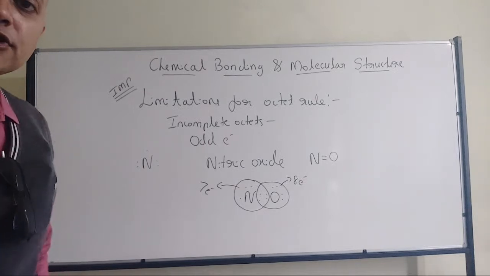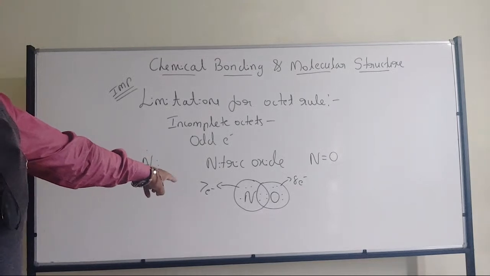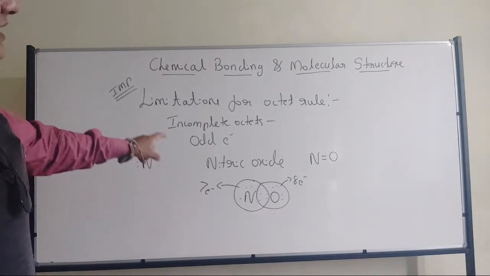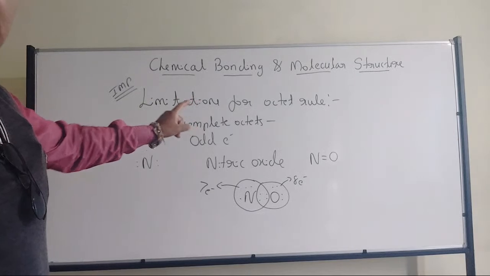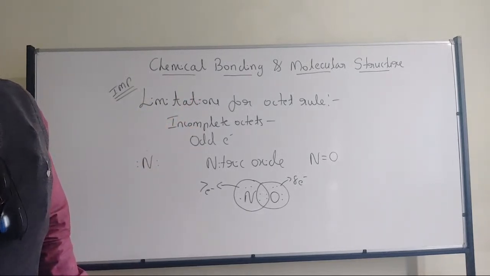Have all of you understood? Any doubt? So 7 electrons, an odd number of electrons, less than 8. Therefore, it also comes under incomplete octet only, under the category of odd electrons.